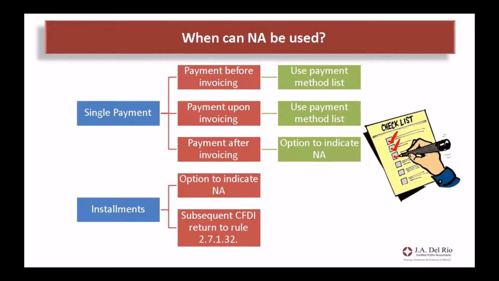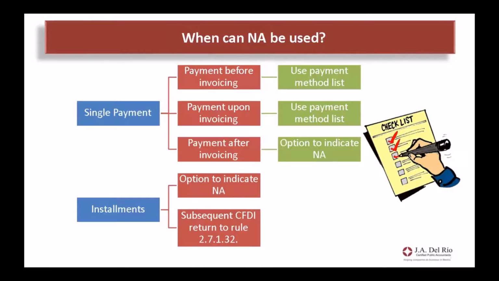Now, if the payment is done through installments, we have the option to indicate NA for the first invoice that will be for the total amount. We don't know how each installment is going to be paid, so we have the option to indicate NA or something similar to that. For all subsequent payments, of course, we will need to generate CFDIs. So each time we receive a payment or an installment, we are going to have to go through this process.